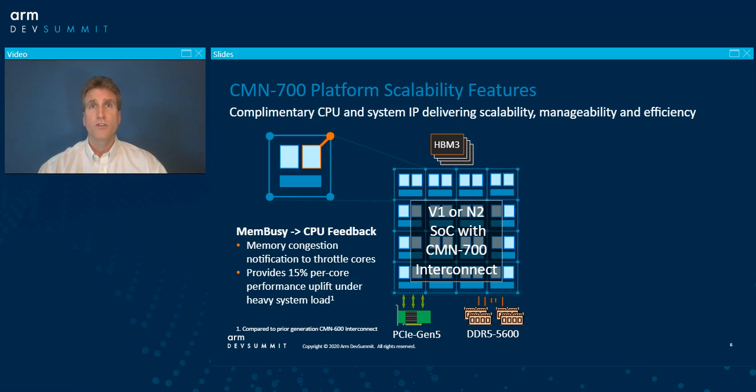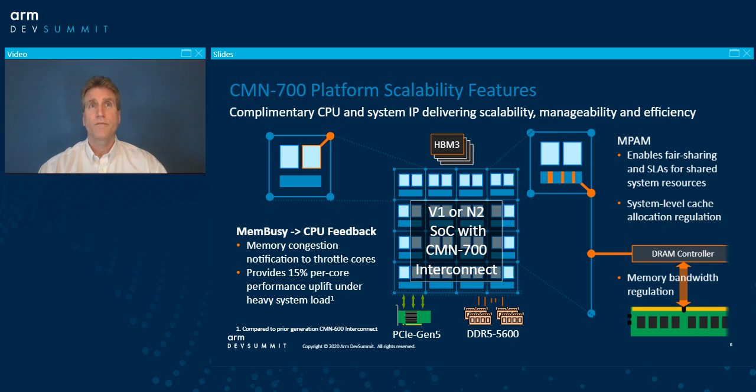This feedback has been shown to improve by up to 15% per core uplift under heavy load and system load conditions. Another advanced feature is the memory partitioning and monitoring, or MPAM. It provides software managed cache line allocation of the system cache and memory bandwidth allocation on a per VM and per process thread basis.